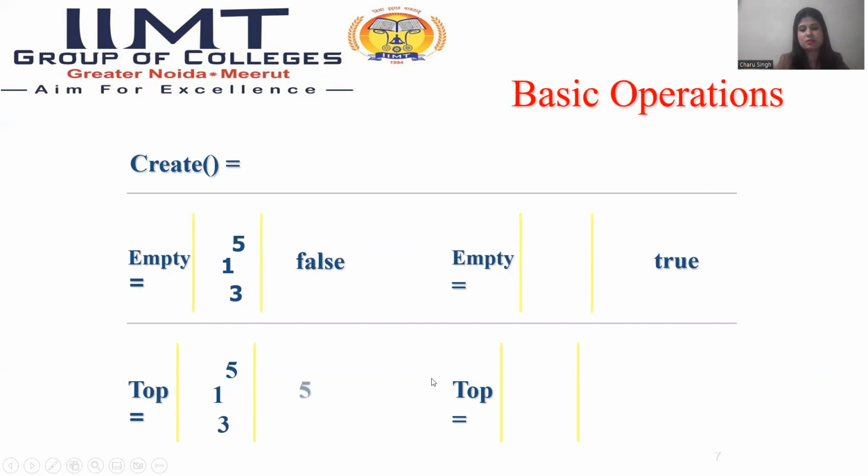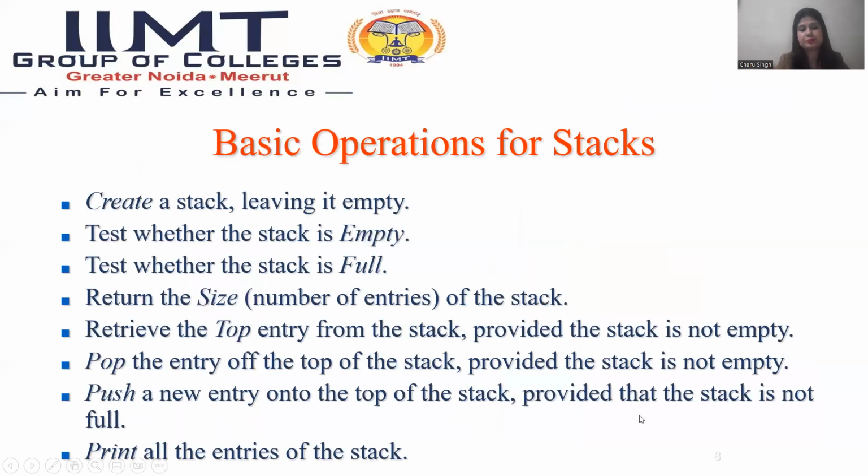Is it true or false? No, top will be only the 5. So there will be an error of underflow. Okay, some basic operations we cover here.